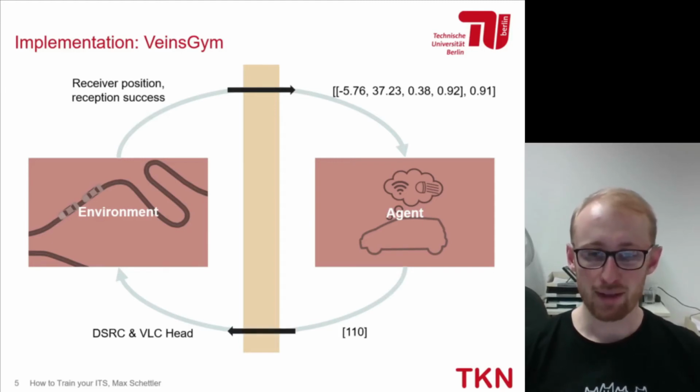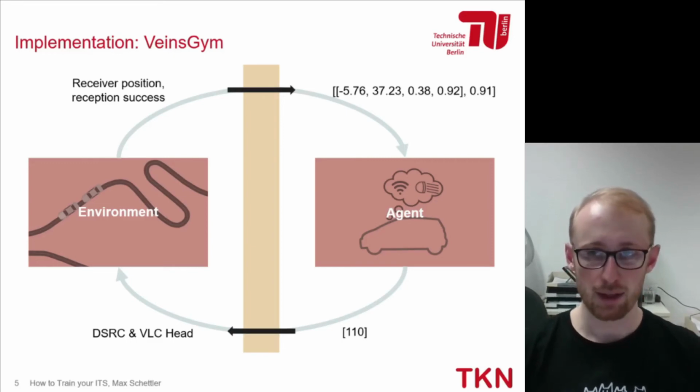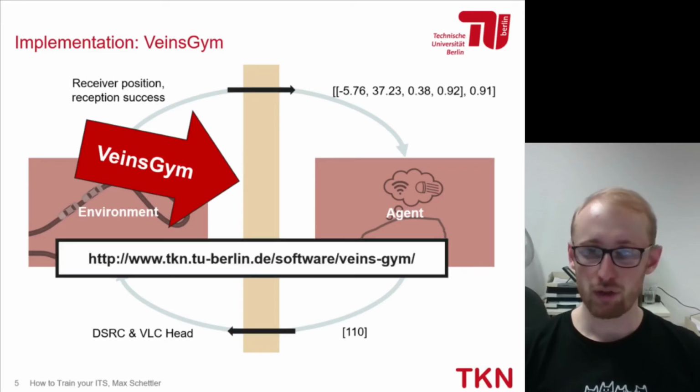The outcome is a number between 0 and 7, in this case 110, which can be considered as a bit vector for each of the transmission methods that we have. So it is regarding DSRC and the headlight and the tail light. So this component in the middle enables implementing this, and actually it's pretty straightforward. So if you're interested in this, please check out the software at the URL shown on the screen.